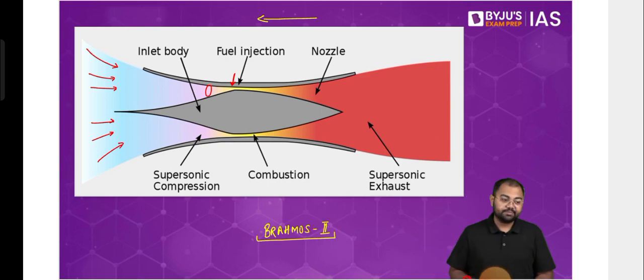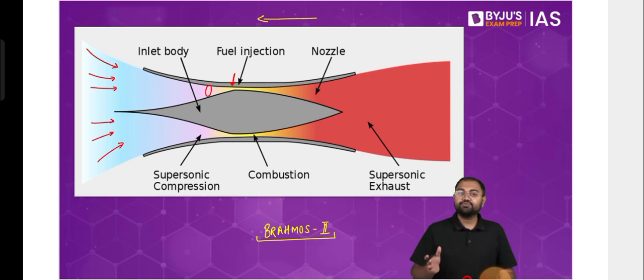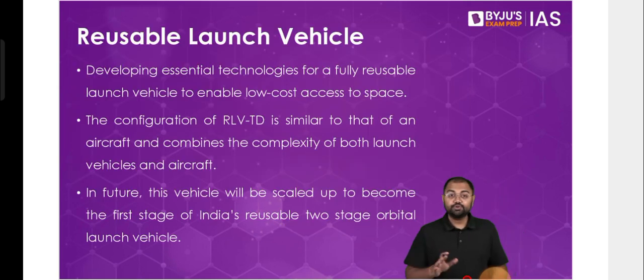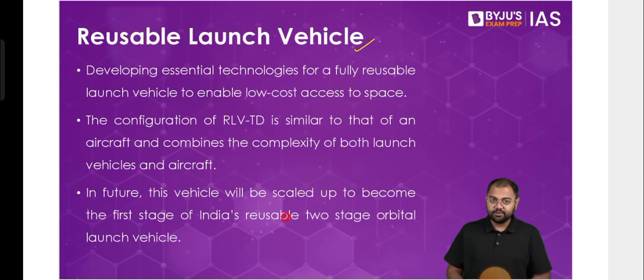So we see that it's not only something that is useful for space technology, but the development has also helped defense technology as well. Although developed by ISRO, it is also being used by DRDO. Then after that we have the reusable launch vehicle, another technology that has already been tested by ISRO back in 2015.